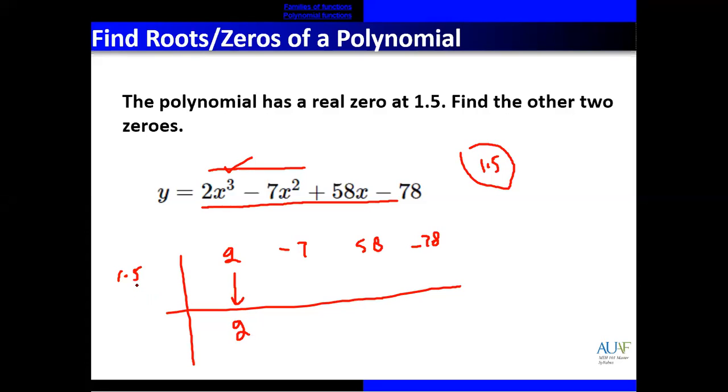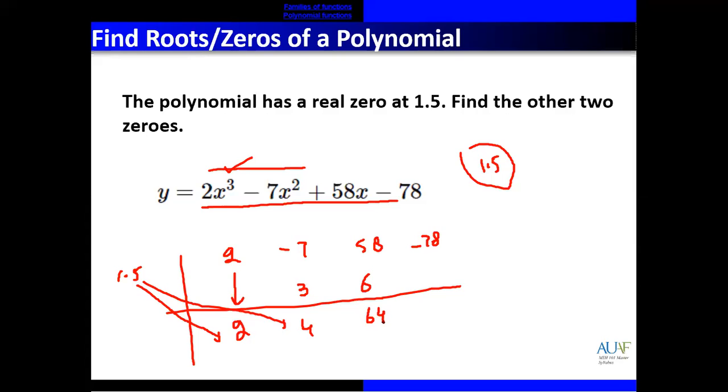Then you multiply these two numbers: 2 with 1.5 is 3. Write it down here. Minus 7 plus 3 equal to what? Minus 4. Again you multiply 1.5 with minus 4, which equals minus 6. Write down minus 6 here. Then we have 58 plus minus 6, which equals 52?